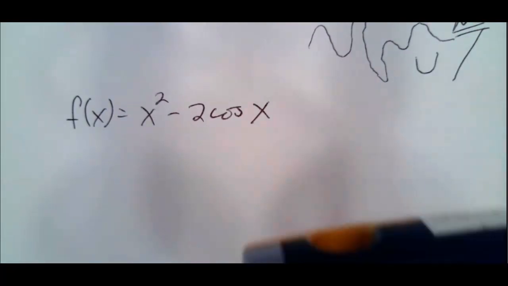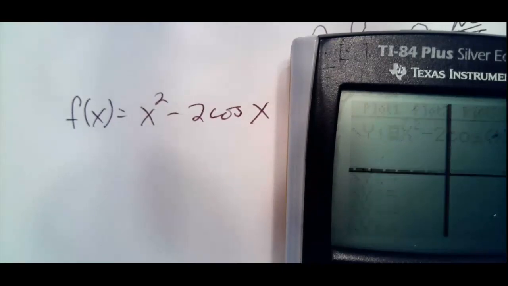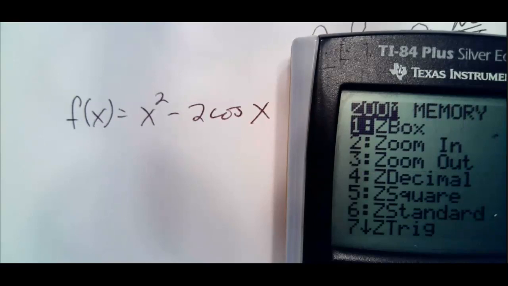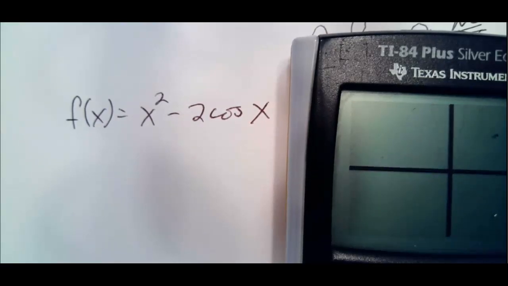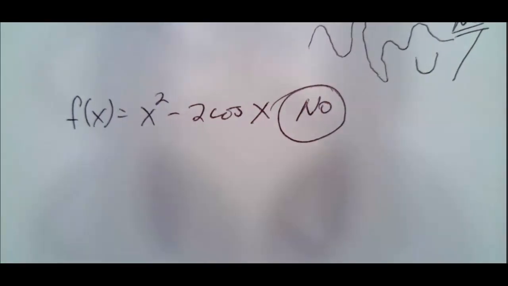This is what you should have had. I'm going to go to y equals, put in x squared minus 2 cosine x, and graph. If you look here, this looks like a parabola. Apparently I got my window all messed up, but it's a parabola. This is not periodic, so our answer would be no for this picture.